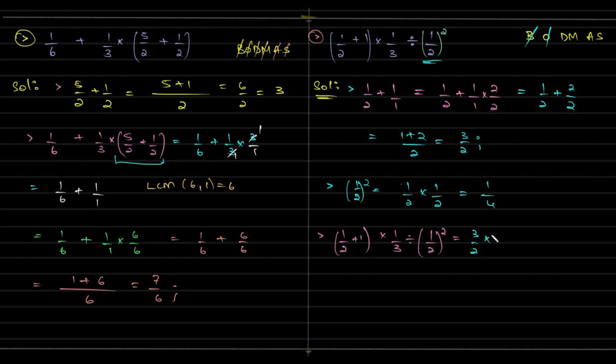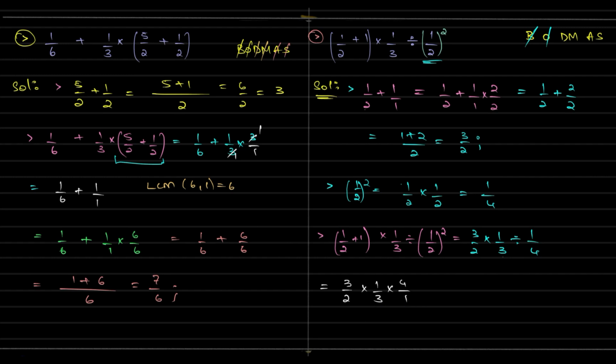Just copy the next term, don't bother with what's happening around. 1 by 2 square is 1 by 4. Now we are to handle the multiplication and division of fractions. So for that, if you don't want any complication, just convert division to multiplication. So remember, the first term will not change. Division becomes multiplication symbol, and 1 by 4 becomes 4 by 1.